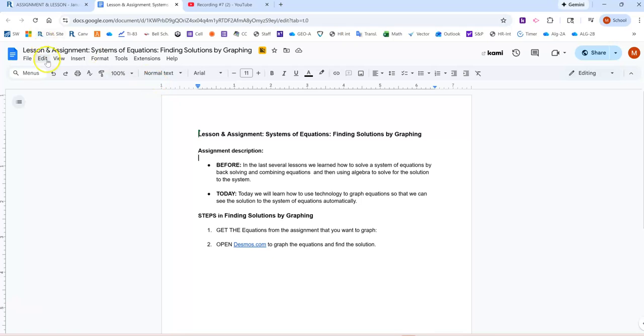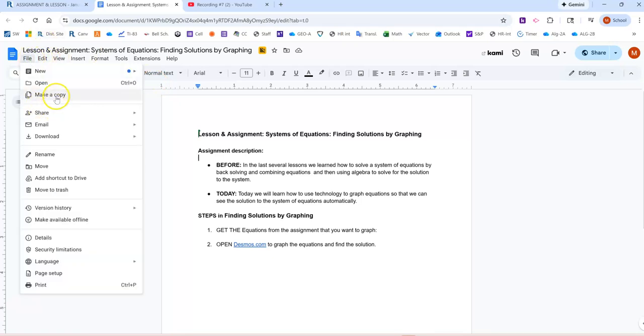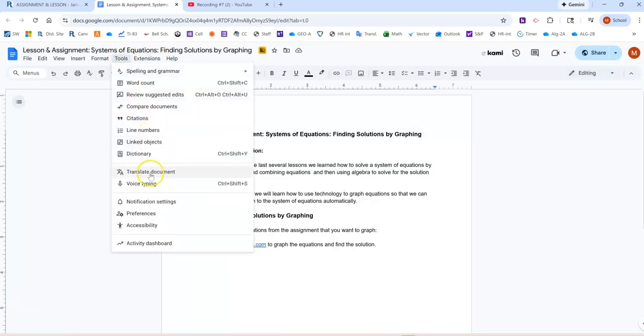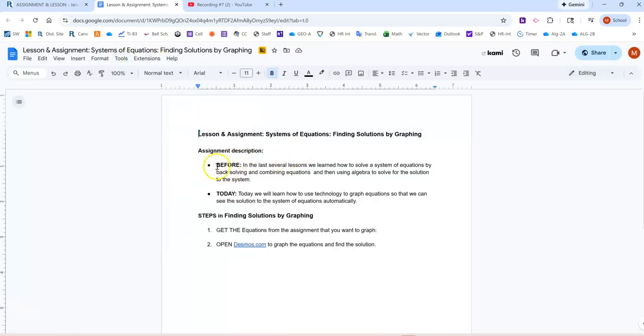Take a moment to read this. If you want to translate, remember you can go to File, make a copy, and then after that, you can go to Tools to do the translation, okay? But this is what we did before. In the last lessons, we learned how to solve a system by back solving, and then later by combining equations and using algebra to solve it.